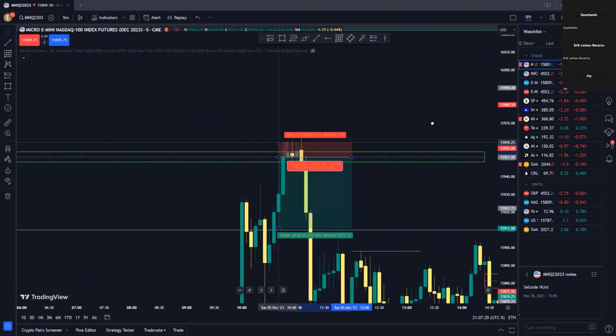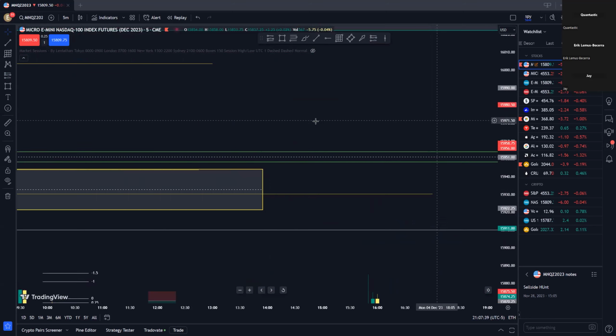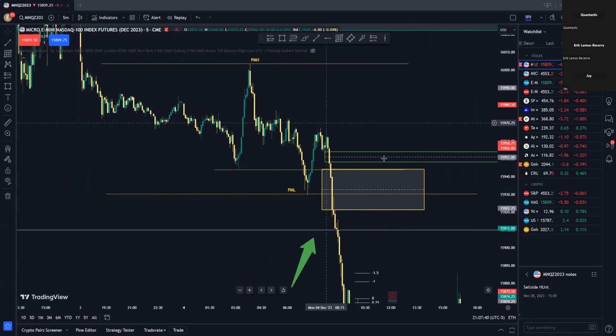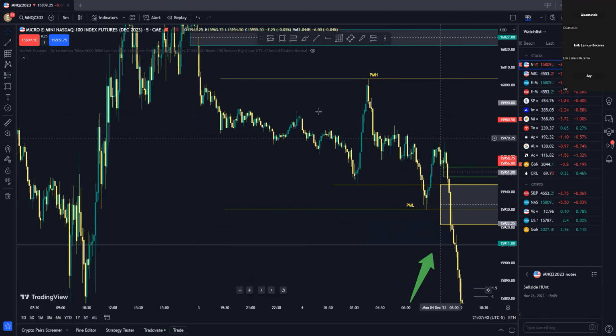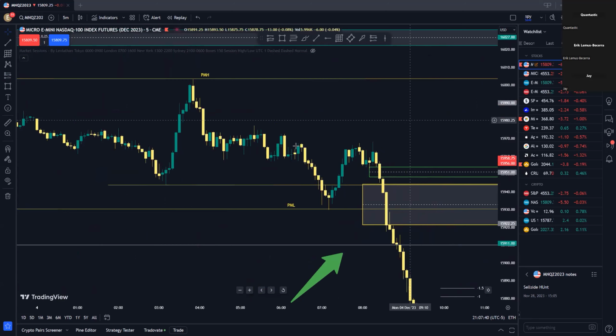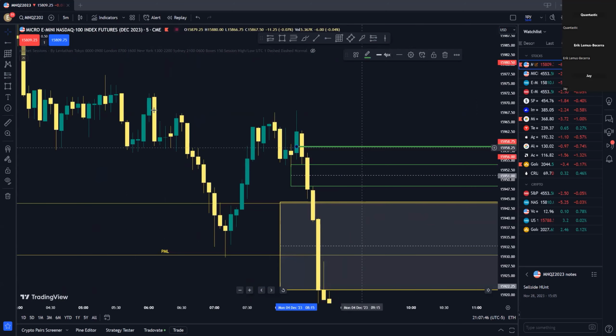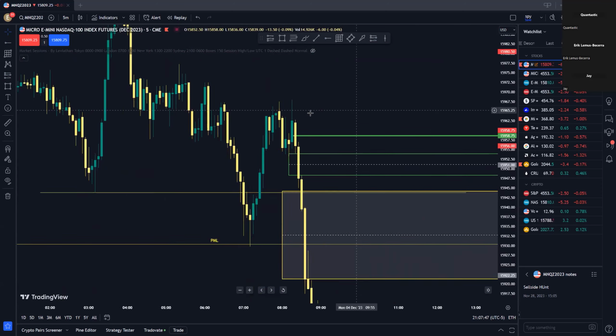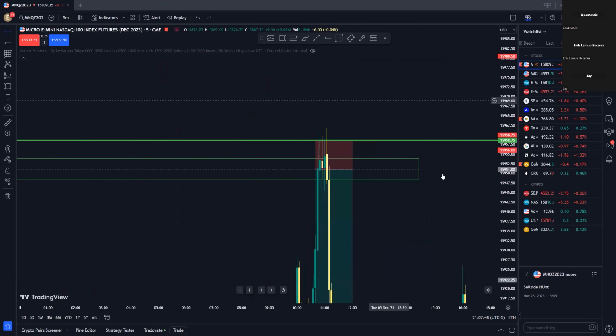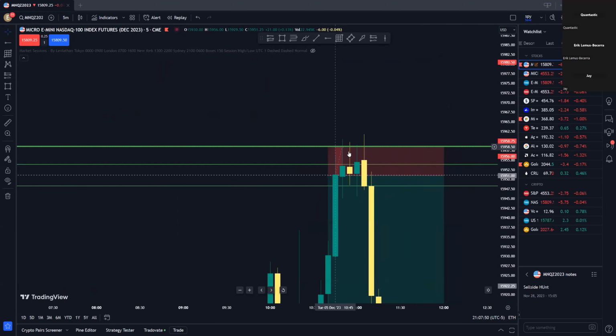Stopped out because my rule on these is the fair value gap candle's high, a couple ticks above it. So right around here, somewhere around there. If I remember correctly, I got stopped out. Yep, this is the trade I got stopped out on. So this is the strategy.